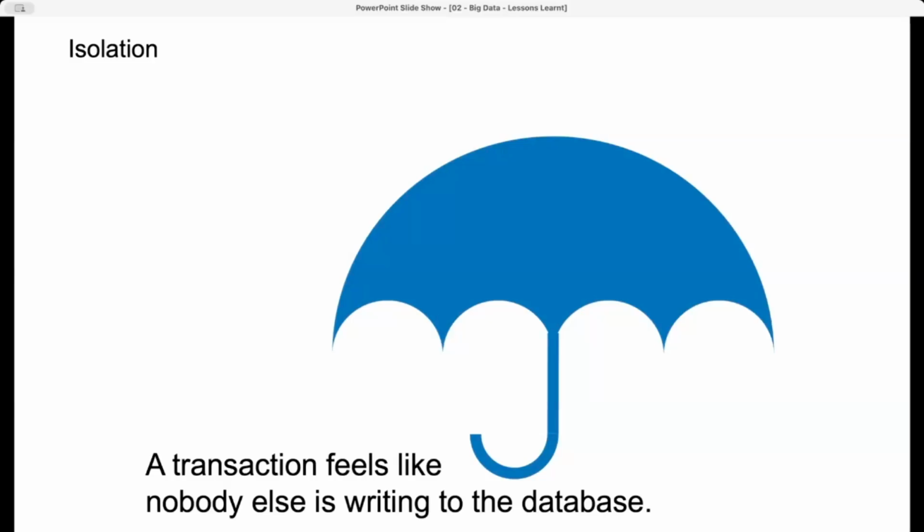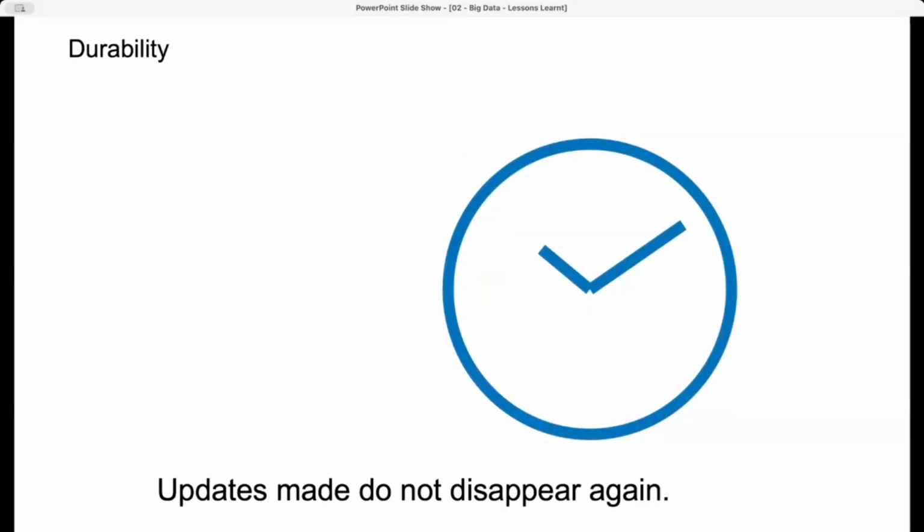And finally, D, durability. Once you have booked your seat and paid for it, you don't want the booking to disappear. You want it to be durable, right? It has to be in the system and stay in the system. Even if you shut the machines down or there's an electricity shortage or something, it has to stay. The data has to stay. This is durability, right? So atomicity, consistency, isolation, durability.